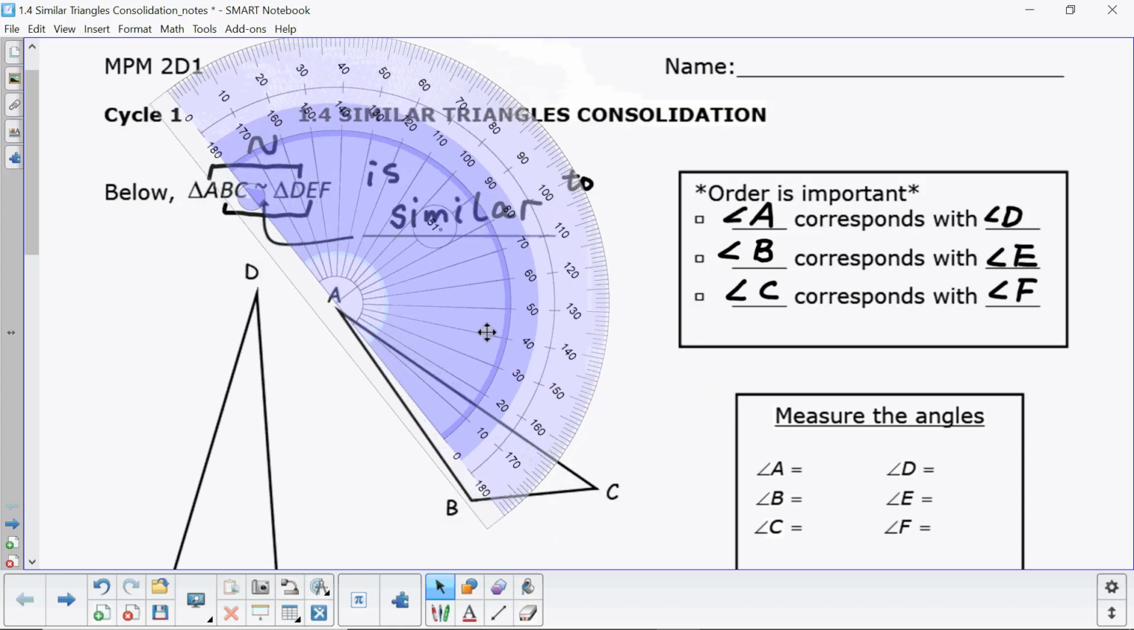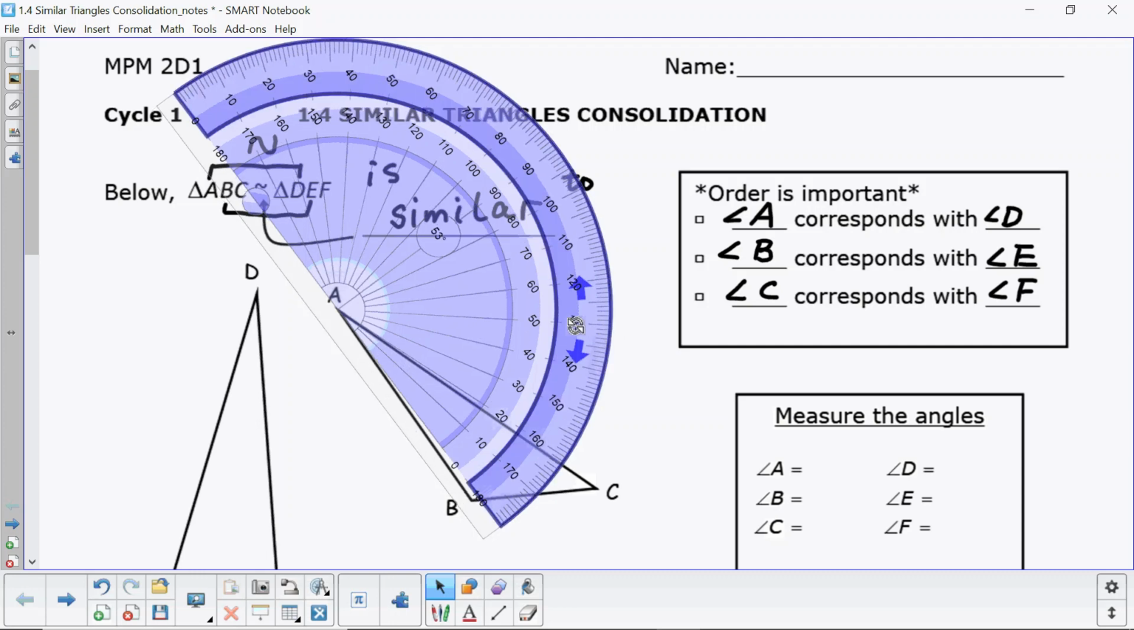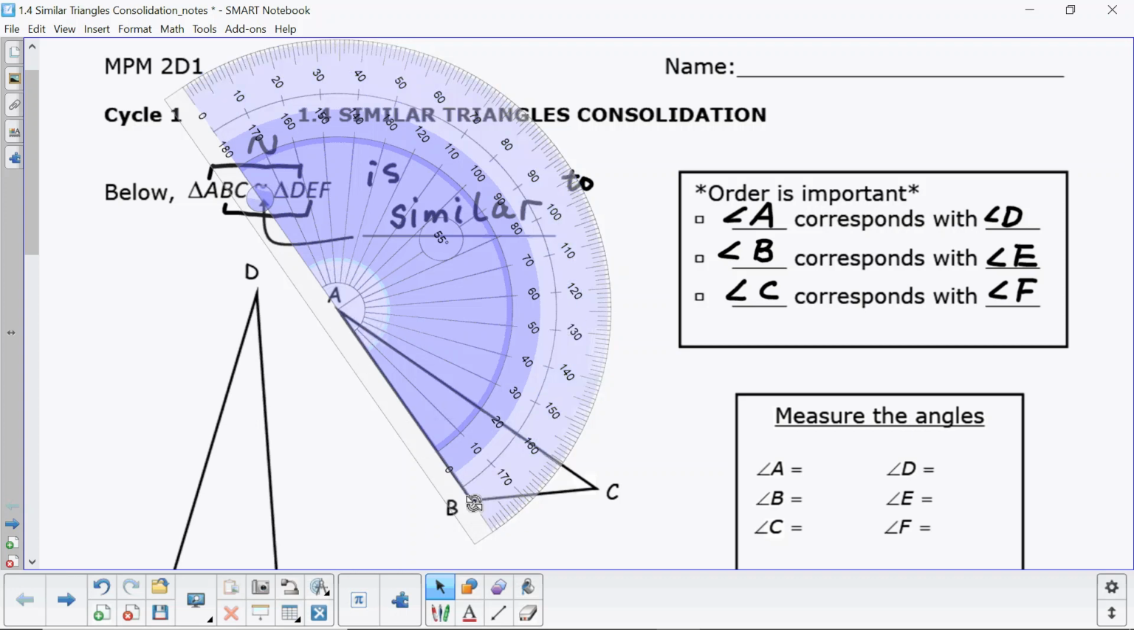Put the center of the protractor overlapping with the angle A. Then you rotate this, making sure the 0 line aligns with one arm of the angle A. Okay, this is one arm, this is the second arm. Then we are going to read from 0 up. We find that is 20 degrees. We don't use the outside measurement. Outside starts from 180, then gets smaller. We want to start from 0.